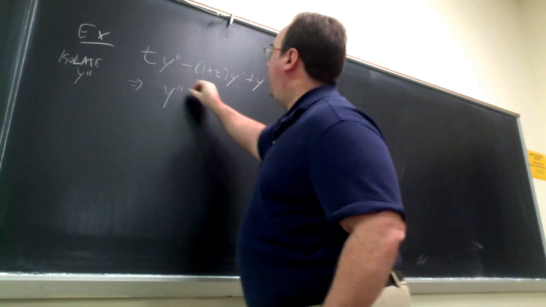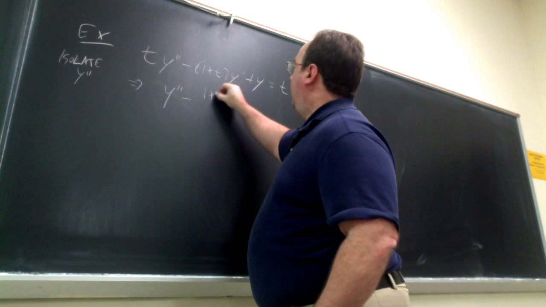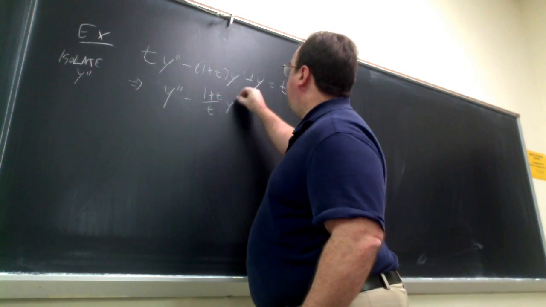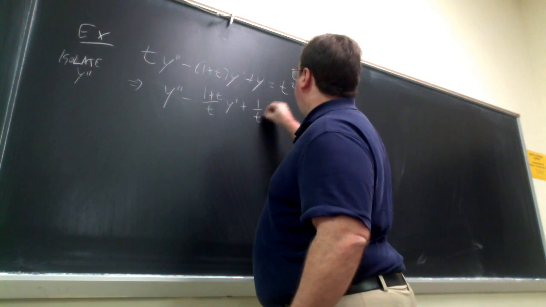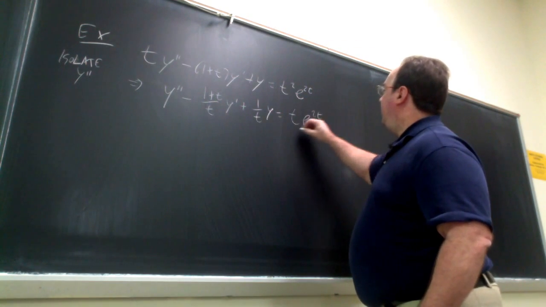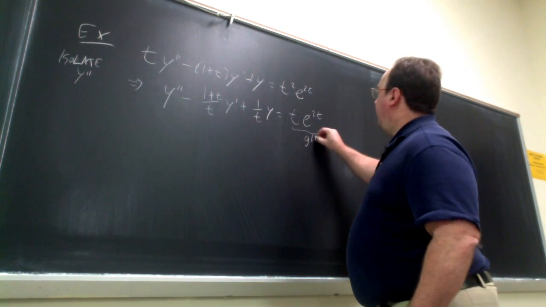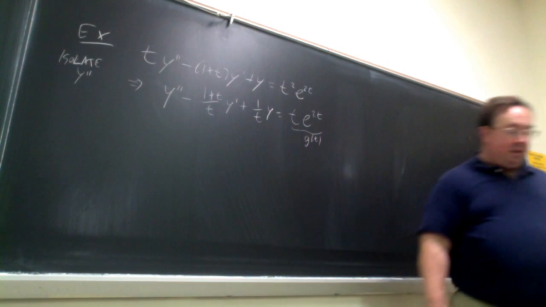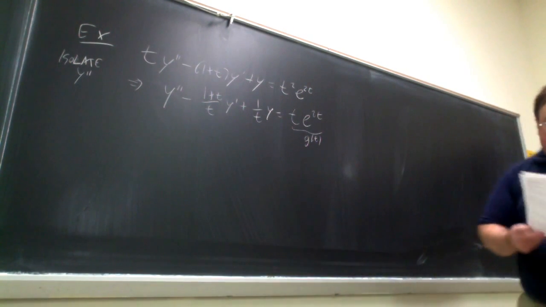So y double prime minus (1 plus t)/t y prime plus 1/t y is equal to t e to the 2t. So this is your g that you'll work with in the integrals we're about to do.